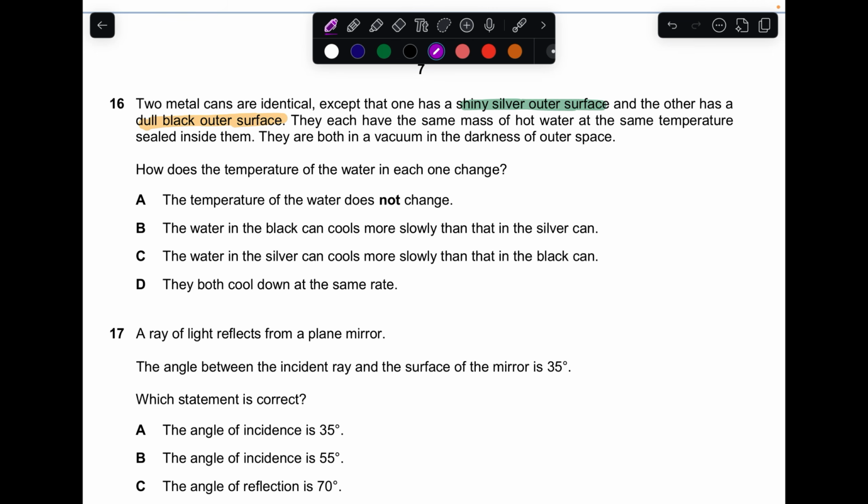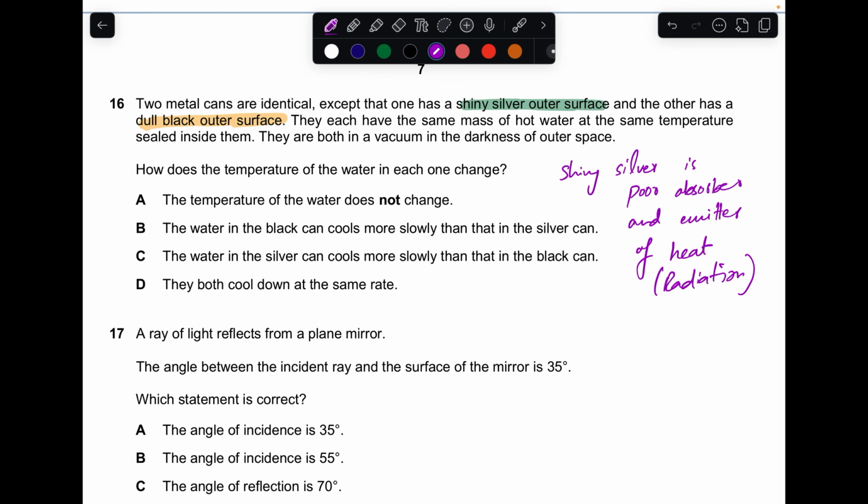You have to keep in mind that shiny silver is a poor absorber and emitter of heat. We are talking about radiation. Because these two cans are not in physical contact, there is no conduction. They are placed in a vacuum, so there is no convection. The only way for the transfer of heat is radiation. So shiny silver is a poor absorber and emitter, same as dull black is a good absorber and emitter.